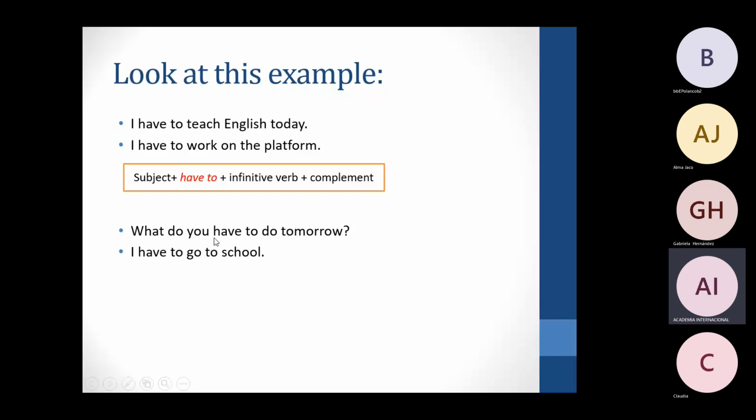Ahora, what do you have to do tomorrow? ¿Qué tienes que hacer mañana? Anything. So I don't have to go to school. Ya la negación. I don't have to go to school. No, no debo ir a la escuela. Algo que no es obligación. Bien, ahora no sé si se entiende. Esto prácticamente solo es cuando algo es obligación. Se usa el have. ¿Se entiende eso?